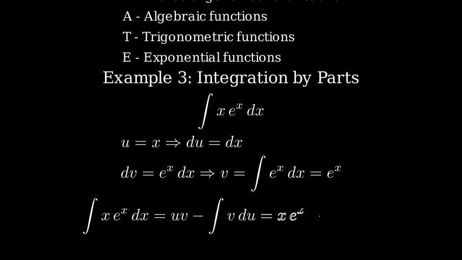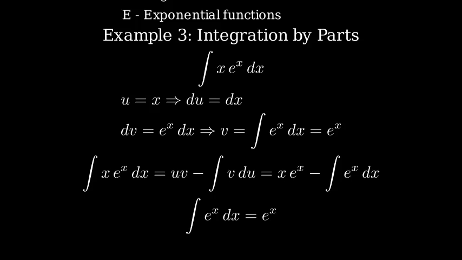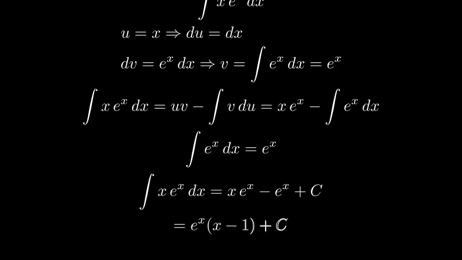Step 2. We apply the integration by parts formula. The integral of x times e to the x dx equals u times v minus the integral of v times du. That's x times e to the x minus the integral of e to the x dx. Step 3. The integral of e to the x dx is simply e to the x. Step 4. Putting it all together, we get x times e to the x minus e to the x plus c, which can be written as e to the x times quantity x minus 1 plus c.